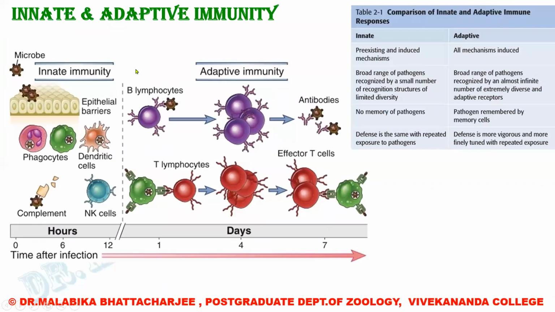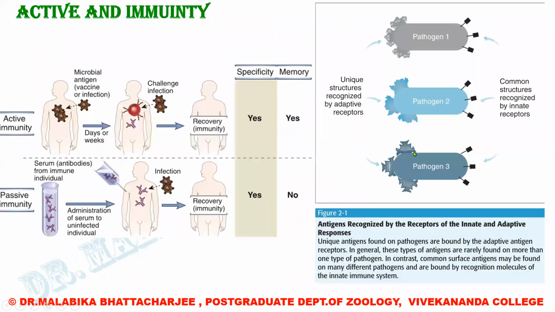So this is another picture depicting the innate and the adaptive immunity. And as you can see by the time lag, the innate immunity starts out at the onset, and then it is followed by the adaptive immunity. And these are some very simple comparisons of innate and adaptive immunity. So I'm not getting into the comparison right now. You're well aware of the basic differences of innate and adaptive immunity.